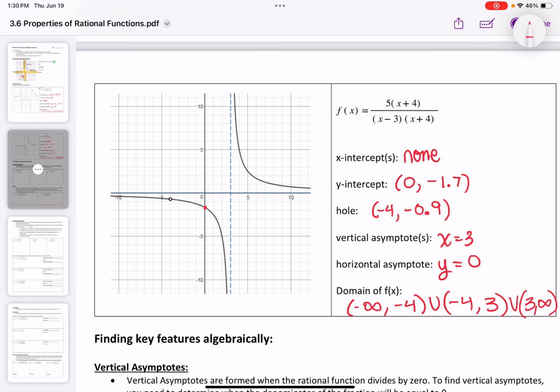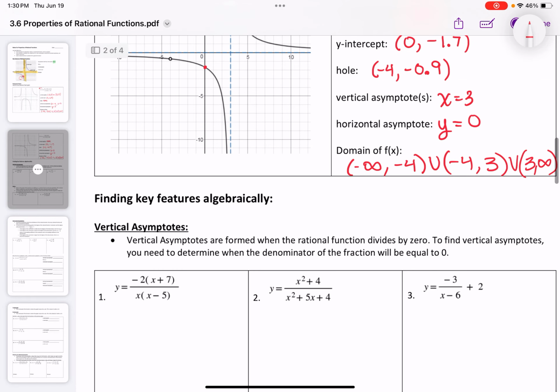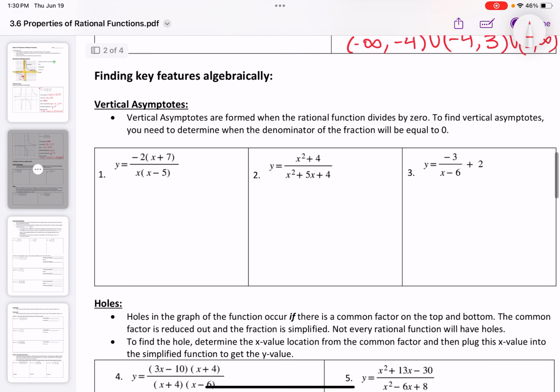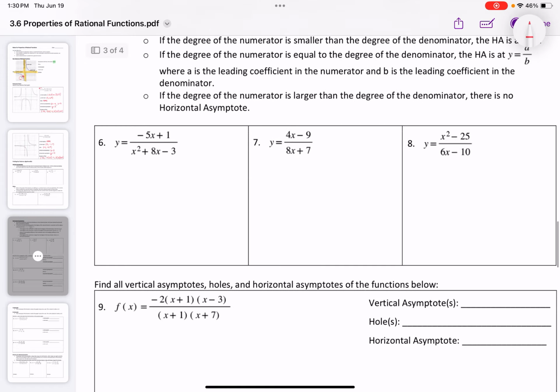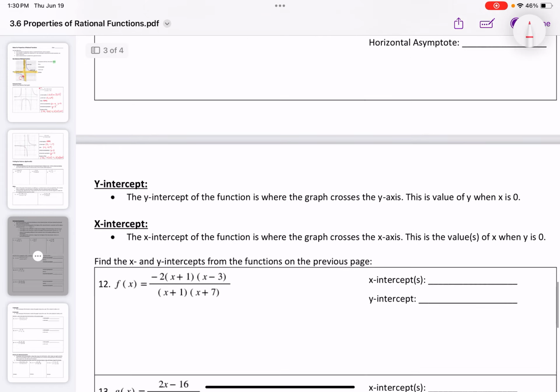All right, so in the next few videos, we're going to explore these key features algebraically. So if you were not given a graph, we should still be able to find each of these key features. I'm going to separate these out into multiple videos so that you can go back to them later when you're ready to look at that specific feature.